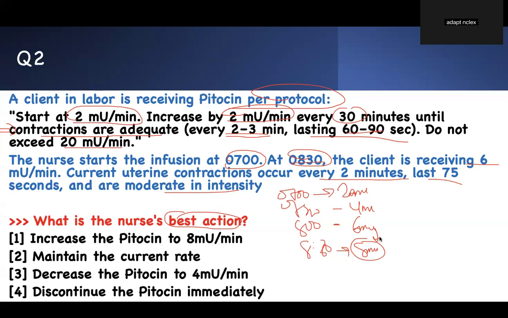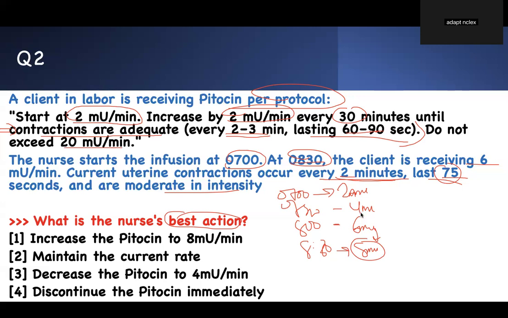Should you stop it or continue? The contraction that you find is that the patient is contracting every 2 minutes, right? And they're lasting 75 seconds. Test taking strategy, that is exactly what they've given you. You have achieved your goal. They told you 2 to 3 minutes is fine. I'm within 2 minutes. 60 to 90 seconds, I'm at 75 seconds. That means I'm within the range. Why should I increase it? At this point, I've achieved my goal.